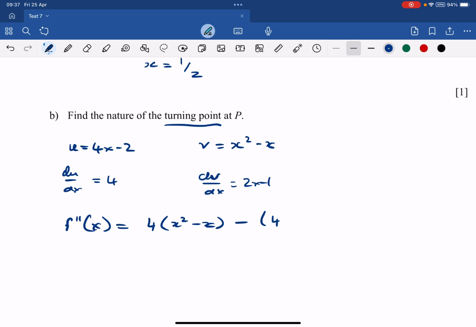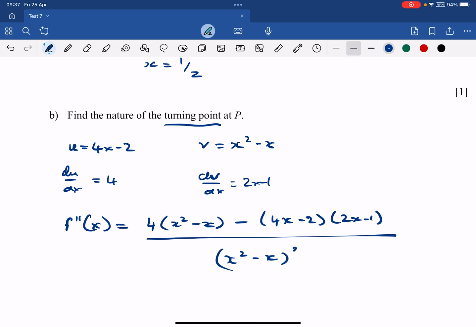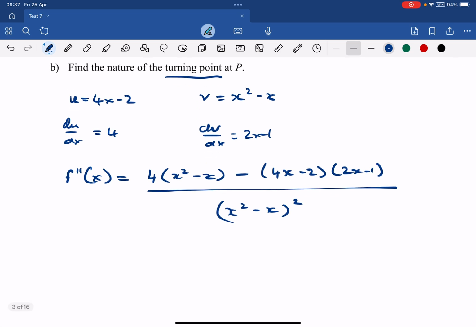Now, to be honest, I wouldn't bother to simplify any of this, and then we have to have v squared on the bottom, so that's just the quotient rule. I wouldn't bother trying to simplify any of this. Just now substitute in a half.